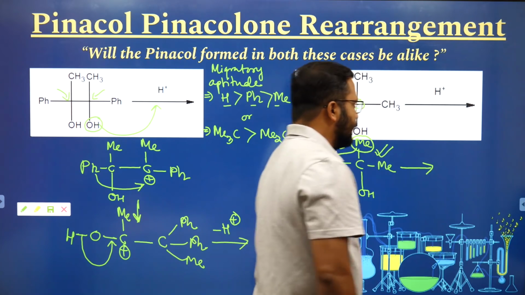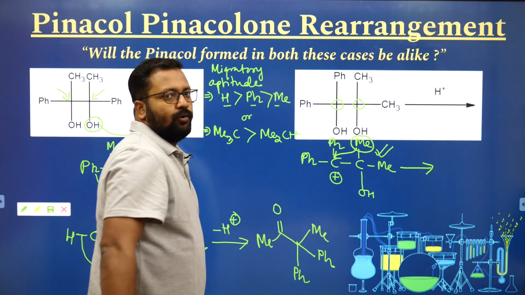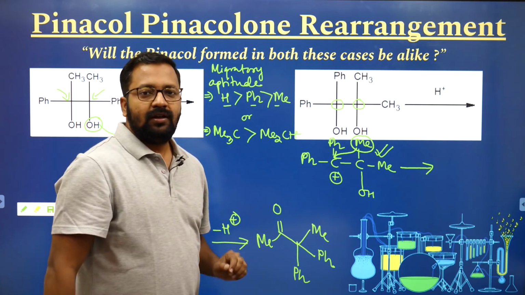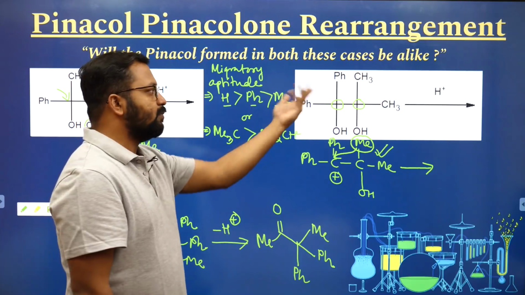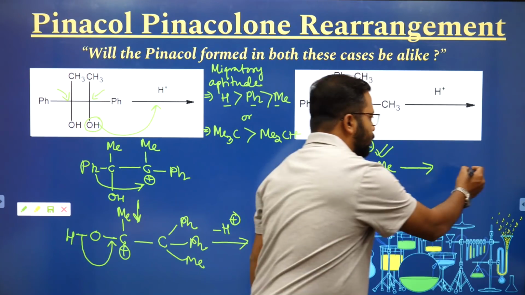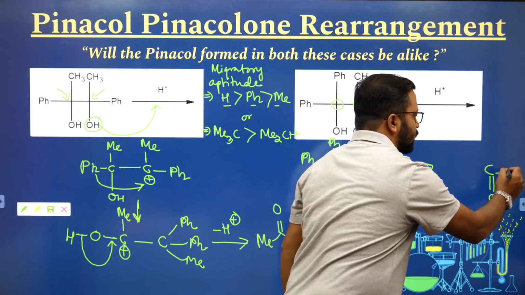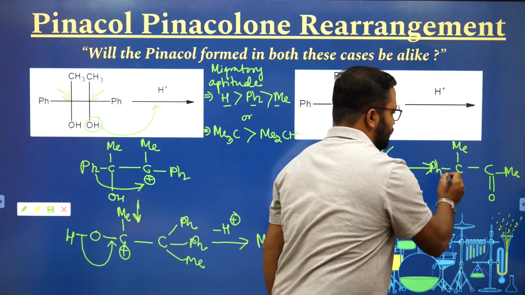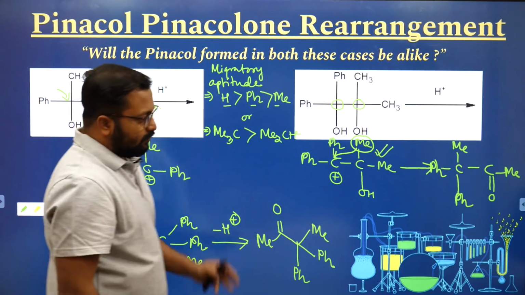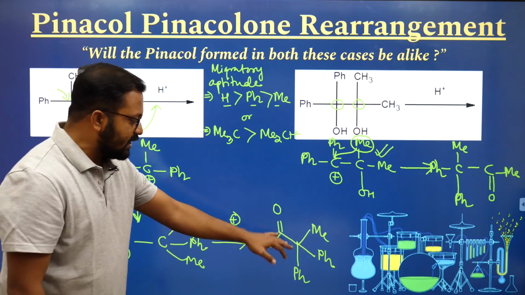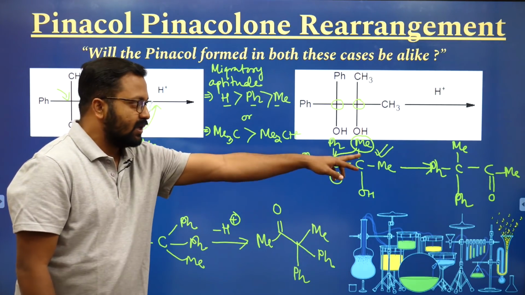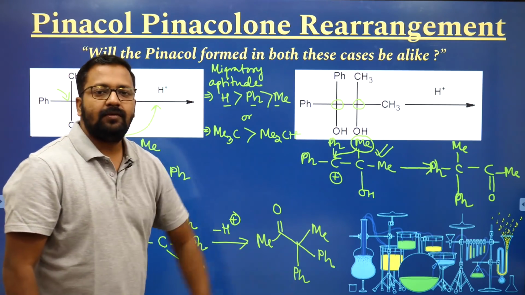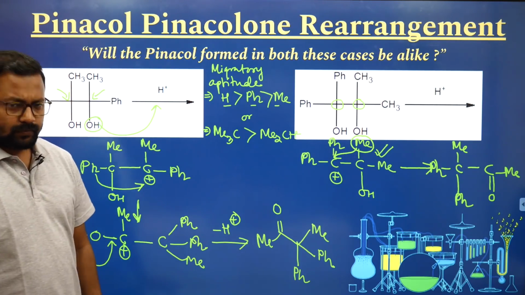So what you have to do is form the more stable carbocation, migrate a group depending on the migratory aptitude, and form a C double bond O. So here we will form the C double bond O: carbon, methyl, phenyl. So what we obtain is the same product. You can see Me C double bond O C Me Ph, Me C double bond O C Ph Me. Exactly the same compound.